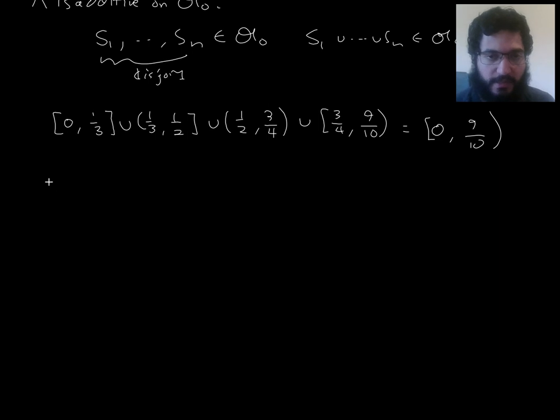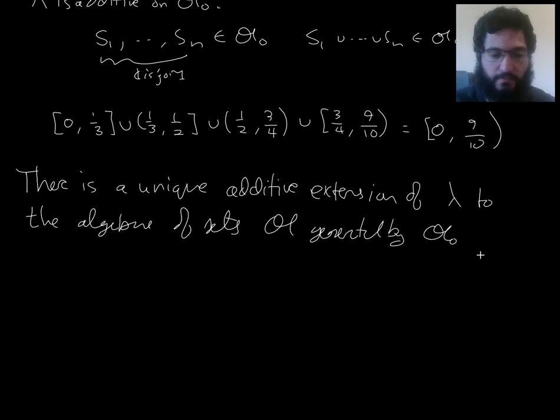Then we know that when you have an additive function lambda on a semi-algebra A0, there will be a unique additive extension to the algebra of sets generated by the semi-algebra. So that was proposition, let me look that up. It was proposition 1.3.10.